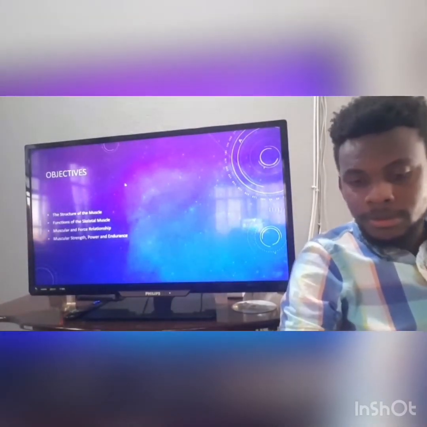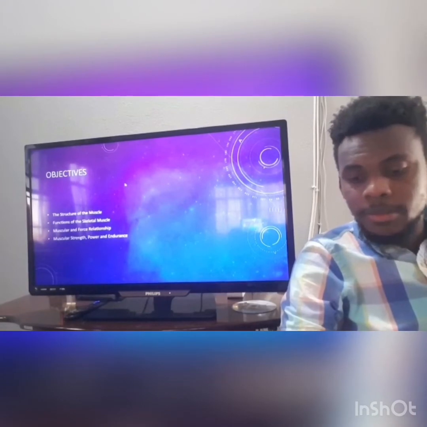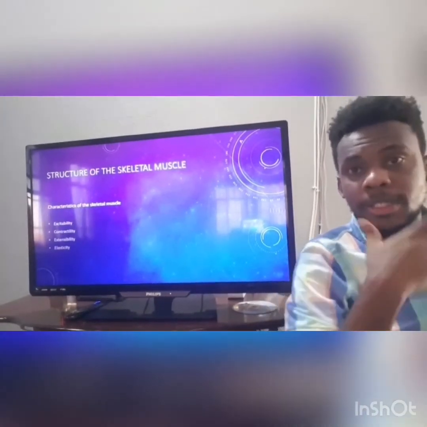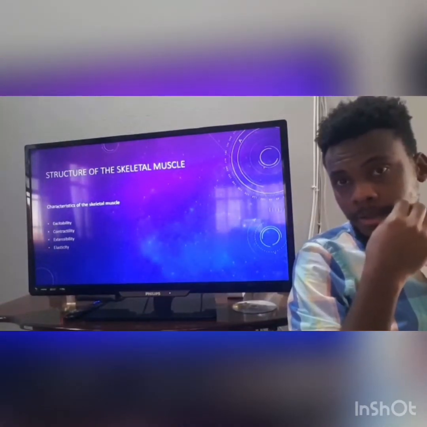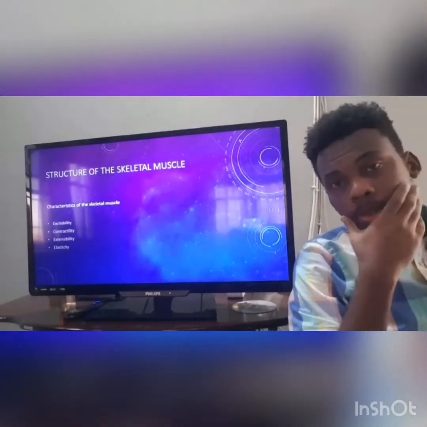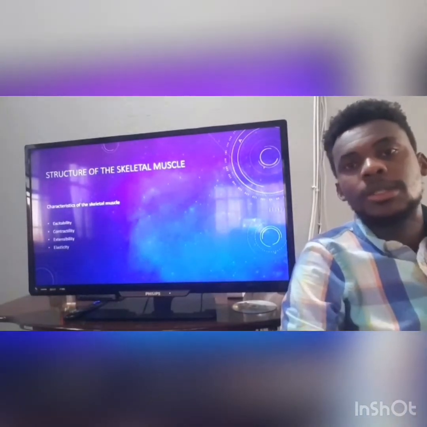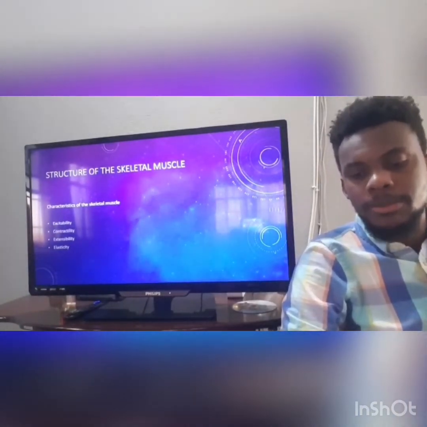The objectives today are the structure of the muscle, the functions of the skeletal muscle, the muscular and force relationship, and the muscular strength, power, and endurance. So basically my objective today is to try and break down certain terms and break down the muscle in a way so that someone new to the subject could understand in simpler terms, right?